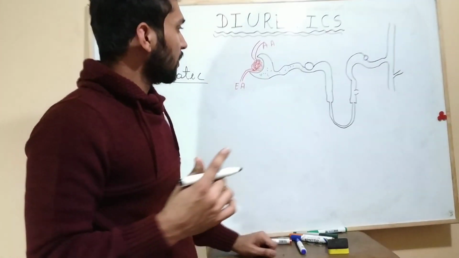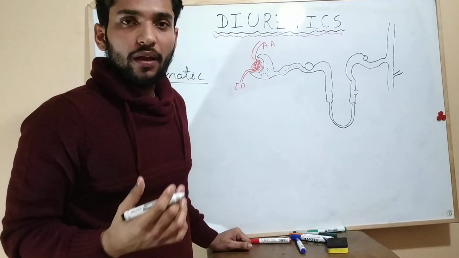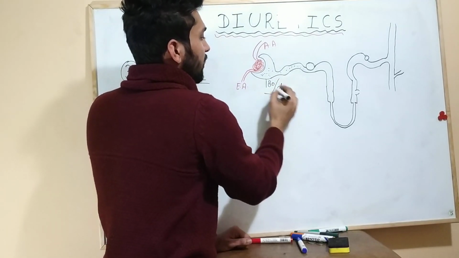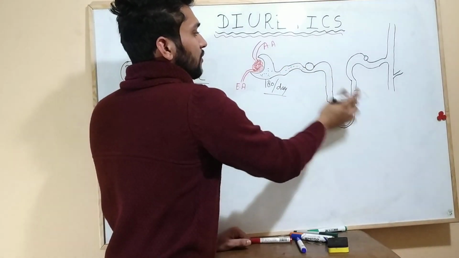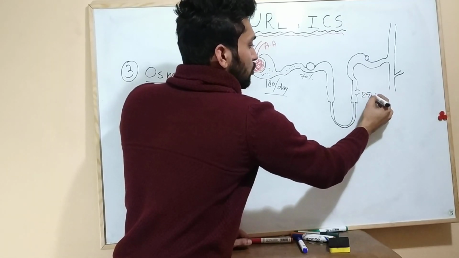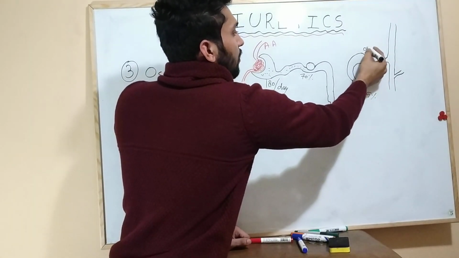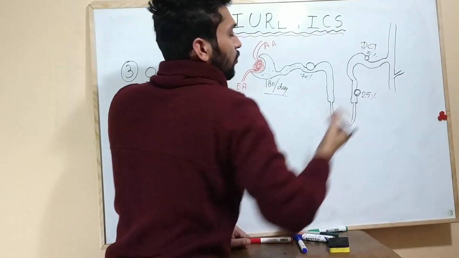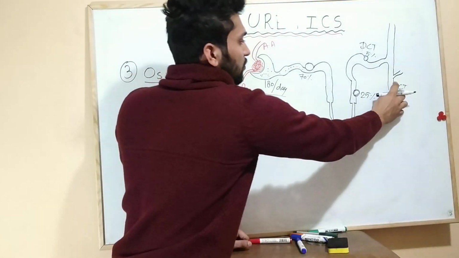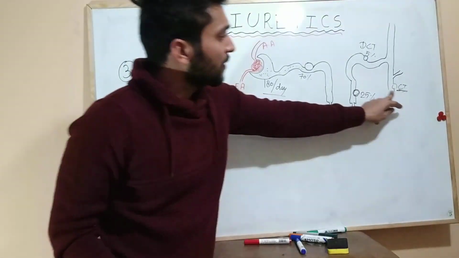Guys, one more important topic: 180 liters per day of primary urine is filtered in the Bowman capsule, and 70% of reabsorption happens in the PCT, 25% of absorption is done by the ascending loop of Henle, and 5% from the DCT and also from the collecting duct. In the collecting duct, potassium sparing diuretics work. I will talk about this diuretic in the next video. So potassium sparing diuretics work in the collecting duct.